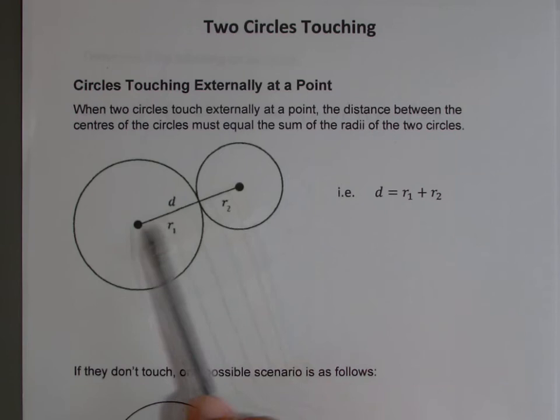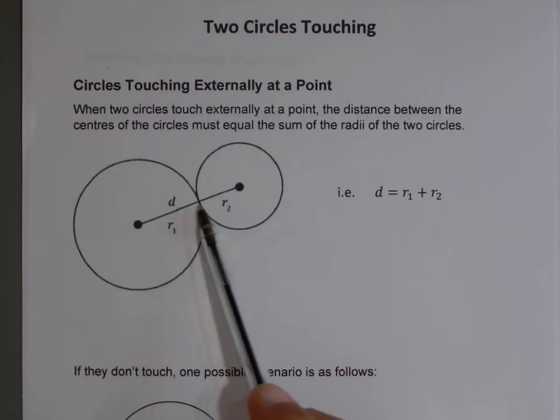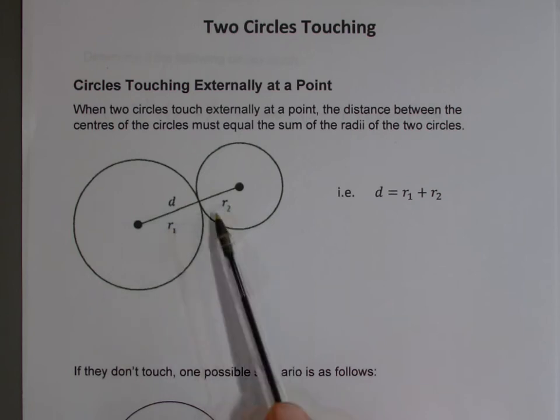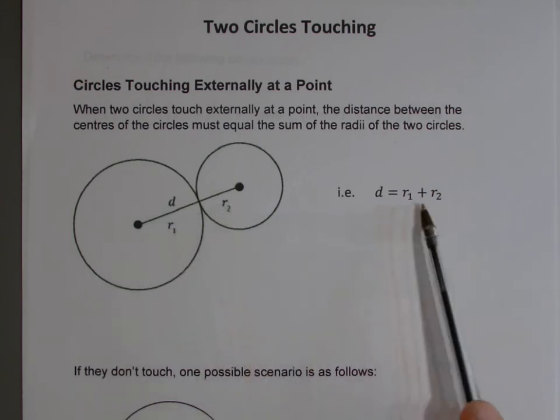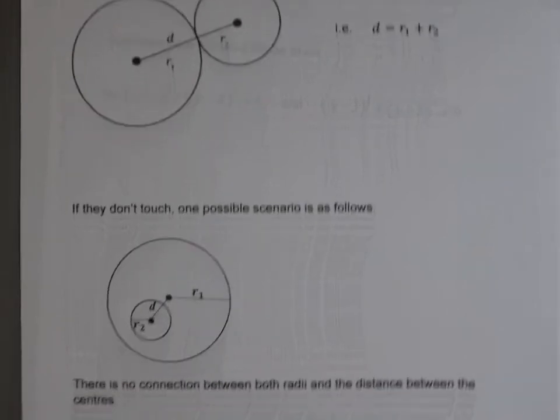distance from both centers to the radius of both of them. So what should happen when they touch is that the distance from the centers will equal the sum of the two radii. In other words, the d there will equal r1 plus r2 when they touch externally.